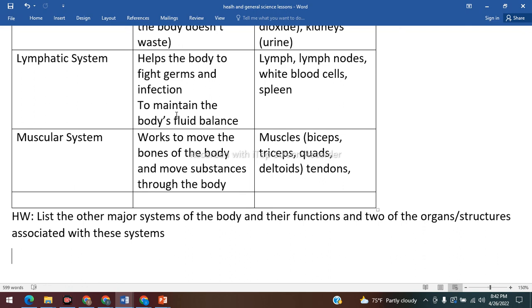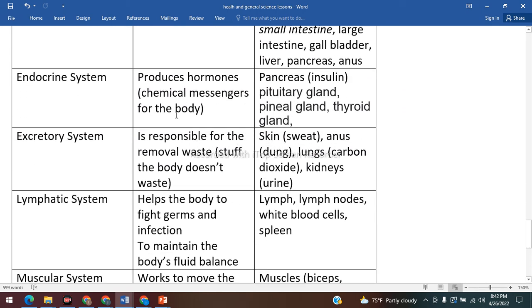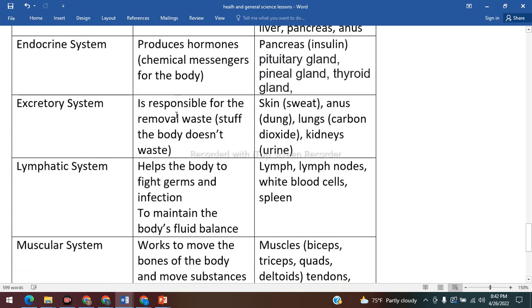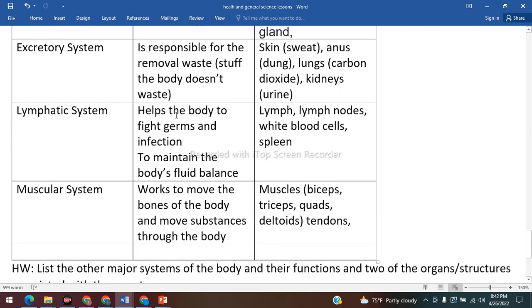If you did the homework, tell me what you have. You did the endocrine system. We did the endocrine. The nervous system. Did we do the nervous system? We didn't do the nervous system. No. So the nervous system, I think, transports chemical messages around the body. Yes. And its organs are the brain and the spinal cord.